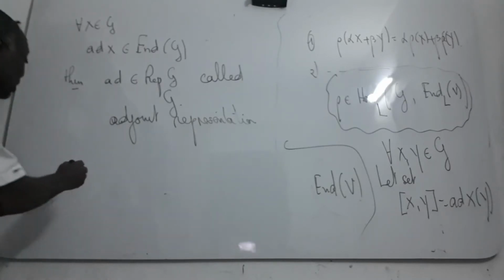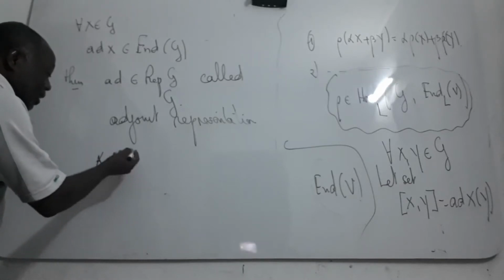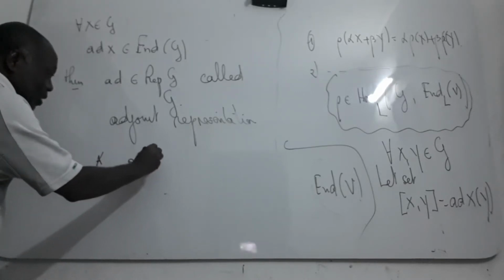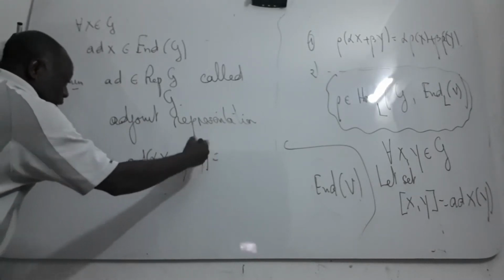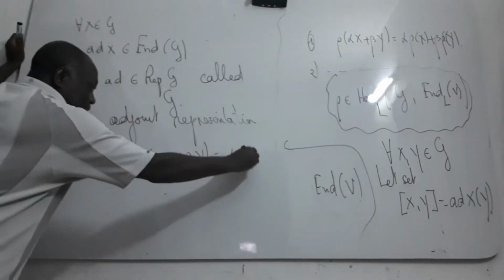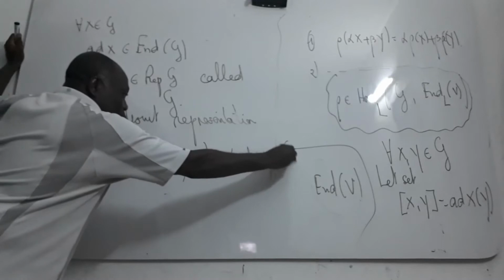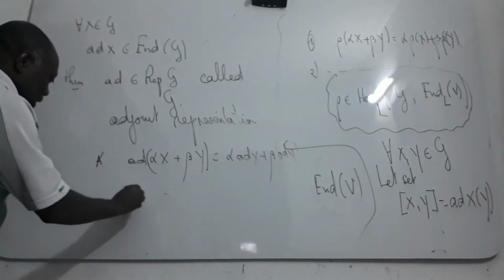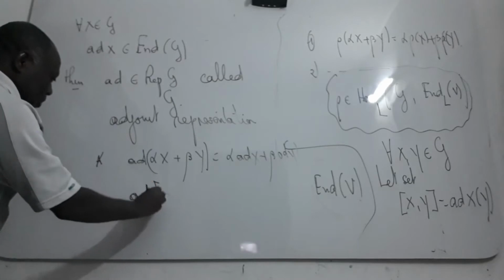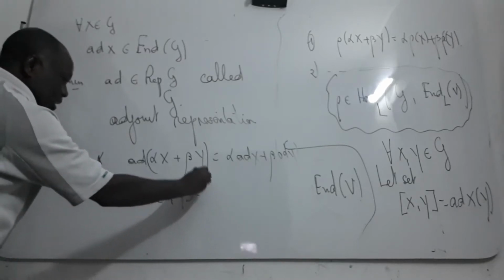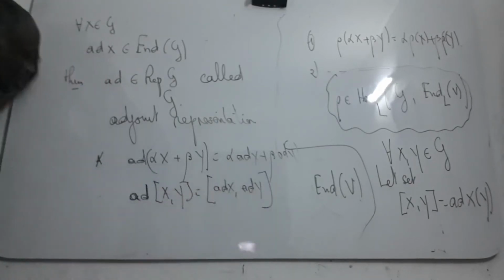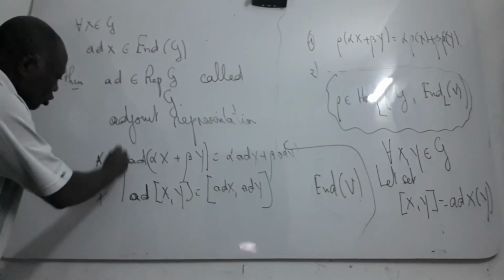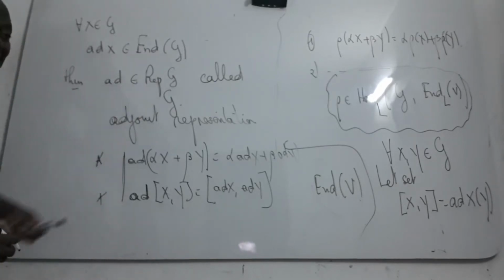We can prove easily, first of all, that ad of alpha x plus beta y equals alpha ad of x plus beta ad of y. Very, very simple. And you can prove also that ad of the bracket is the bracket of ad x and ad y. Just the two conditions to say that this is really a representation of g on g.